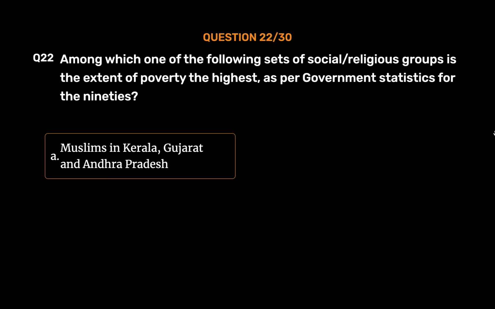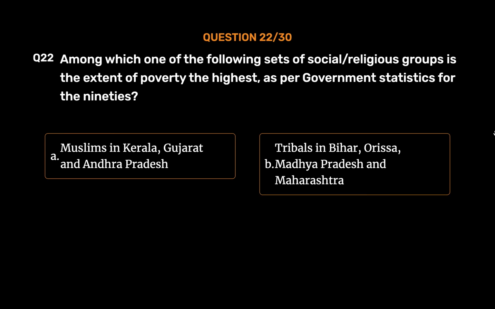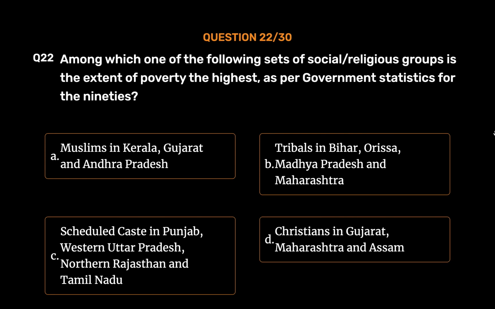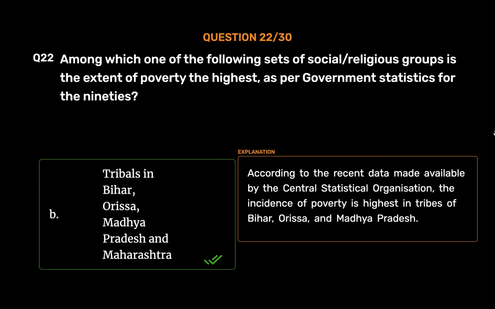Muslims in Kerala, Gujarat and Andhra Pradesh. Option B. Tribals in Bihar, Orissa, Madhya Pradesh, and Maharashtra. Option C. Scheduled caste in Punjab, Western Uttar Pradesh, Northern Rajasthan, and Tamil Nadu. Option D. Christians in Gujarat, Maharashtra, and Assam. The correct answer is Option B. Tribals in Bihar, Orissa, Madhya Pradesh, and Maharashtra. According to the recent data made available by the Central Statistical Organization, the incidence of poverty is highest in tribes of Bihar, Orissa, and Madhya Pradesh.